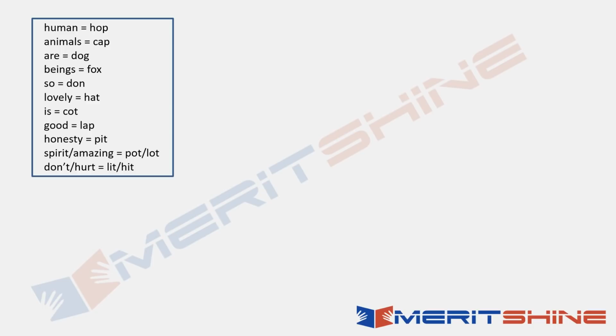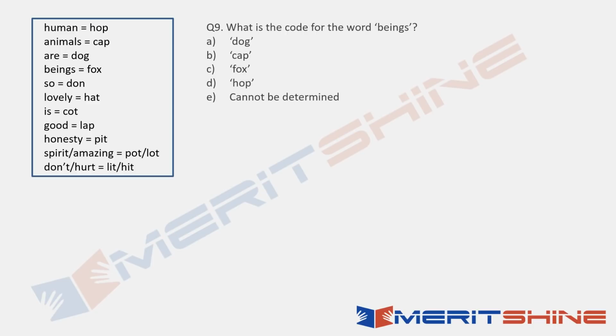I am answering the questions then. What is the code for the word beings? Where is beings? Fox. That's option C. Let's move. Which word is coded as pit? Where is pit here? Honesty. So this is option A. Right. Which word is coded as lot? Lot is here. Spirit, amazing. Either spirit or amazing. Option E.